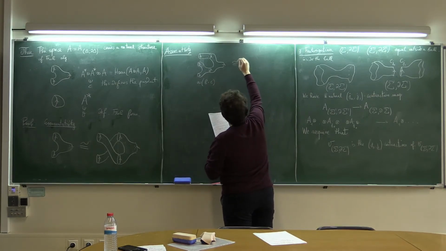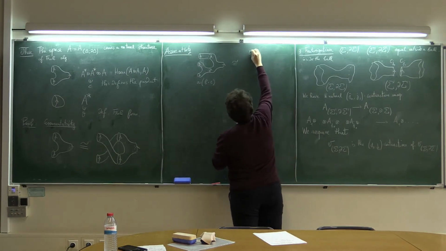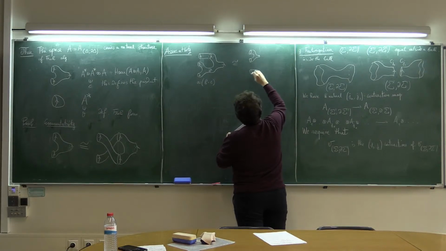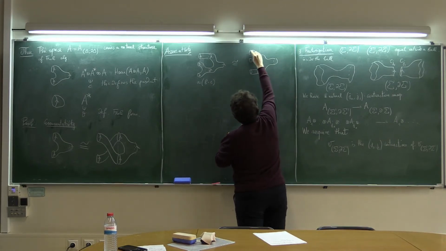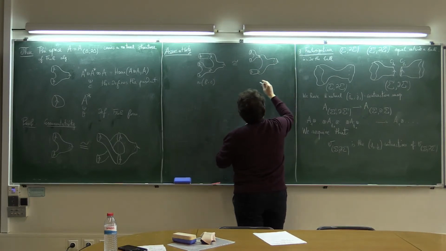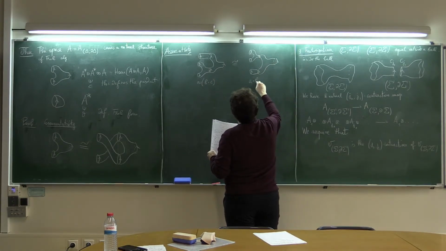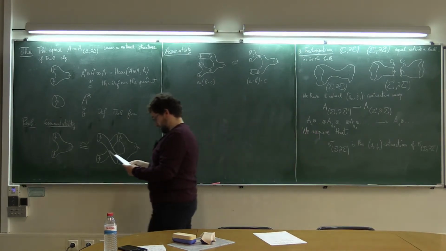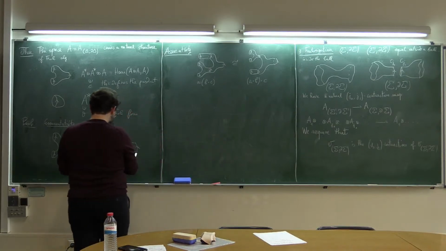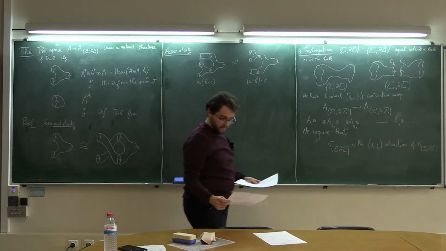This is diffeomorphic to, again, the same orientations. And this is A times B times C. So we have a commutative associative algebra. I claim there is a unit.